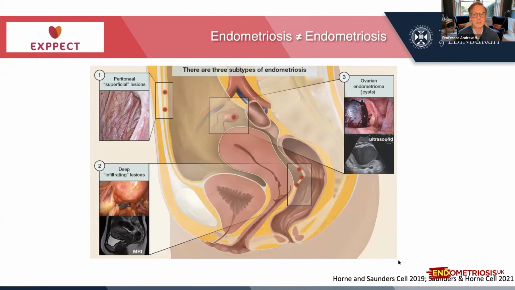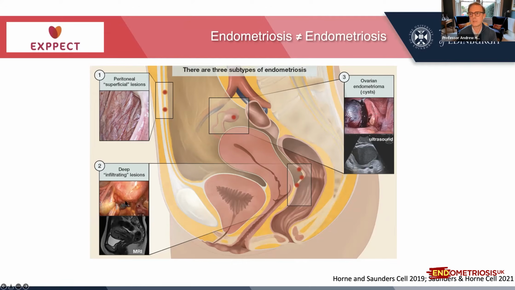And endometriosis is defined by the presence of tissue like the lining of the womb outside of the womb. It can appear anywhere in the body, but the most common place is within the pelvis itself. The most common type of disease that we see is called peritoneal or superficial disease, which is shown in this top left-hand panel, panel number 1. And what you see are these often bluish grey powder burn type lesions on the wall of the pelvis, as shown by this image taken during surgery.